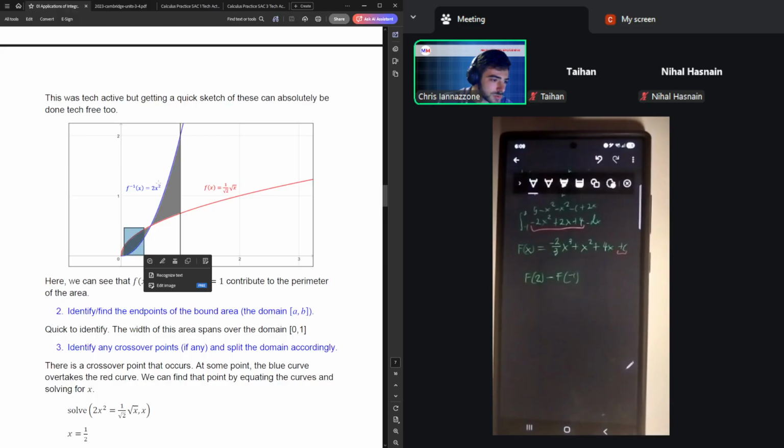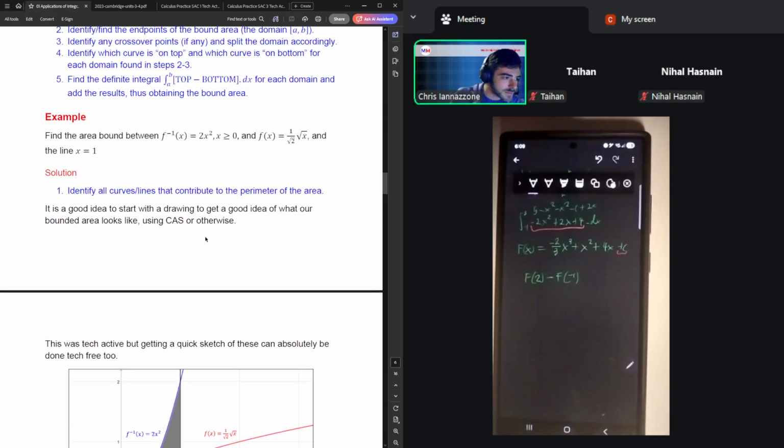In this case, red is above blue. In this case, blue is above red. That's literally all the difference is going to be here.